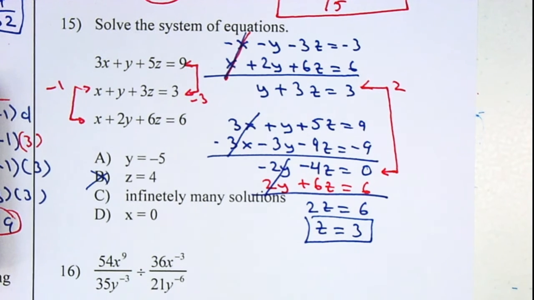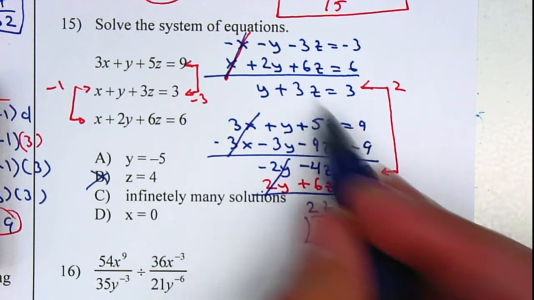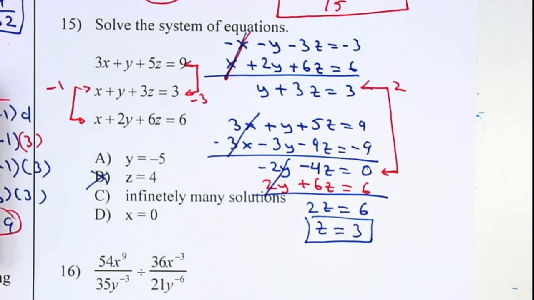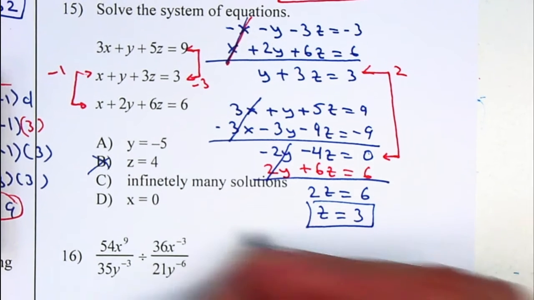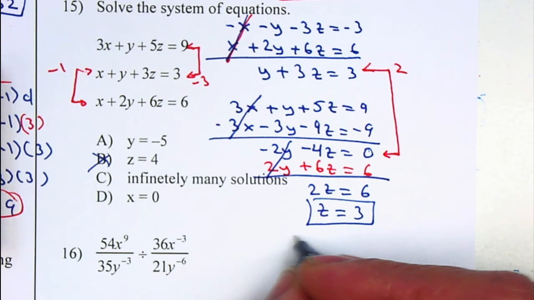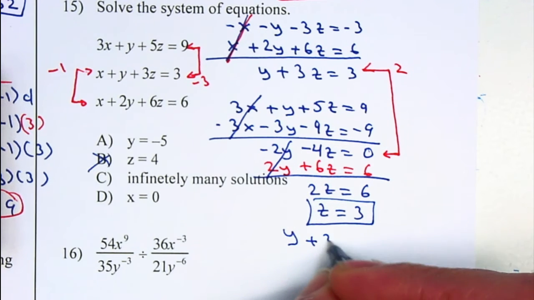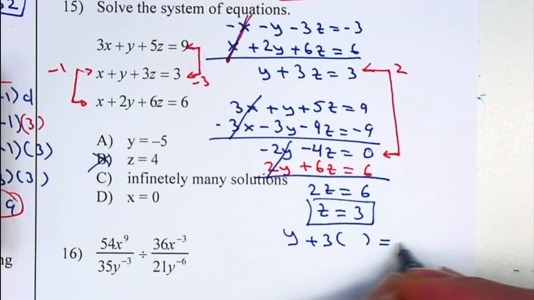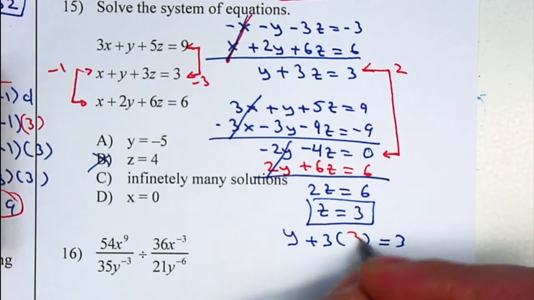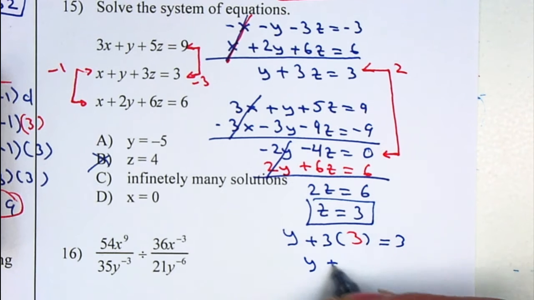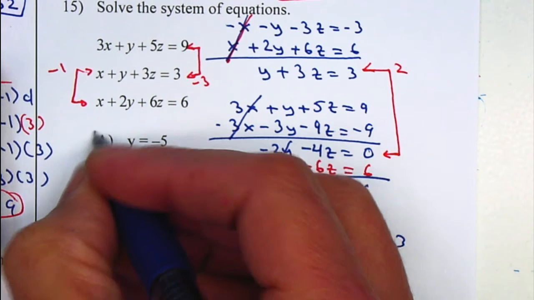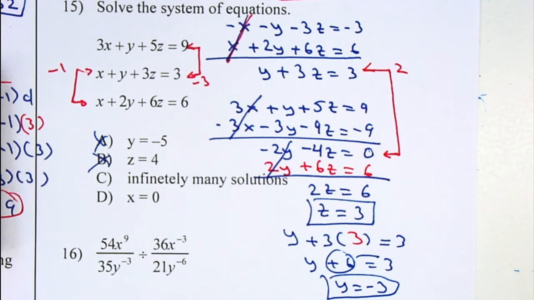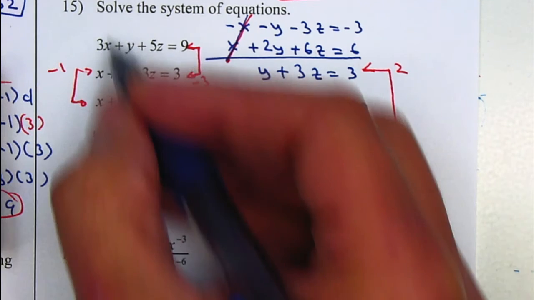I found the value of z. Now I need to find y. I'm going to plug the z into either one of those equations. I'm going to plug it into the first one. So that'll be y plus 3, but instead of the z, I'm going to plug in a 3. So y plus 6 is equal to 3. Move this to the right, it becomes a negative. So y is equal to negative 3.